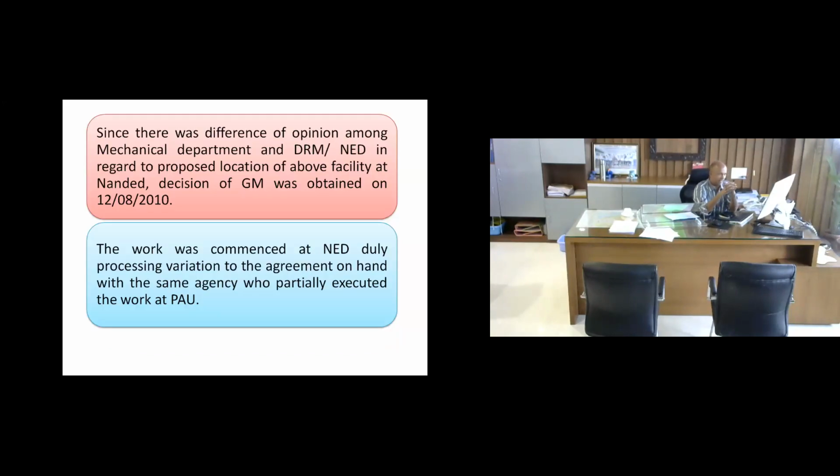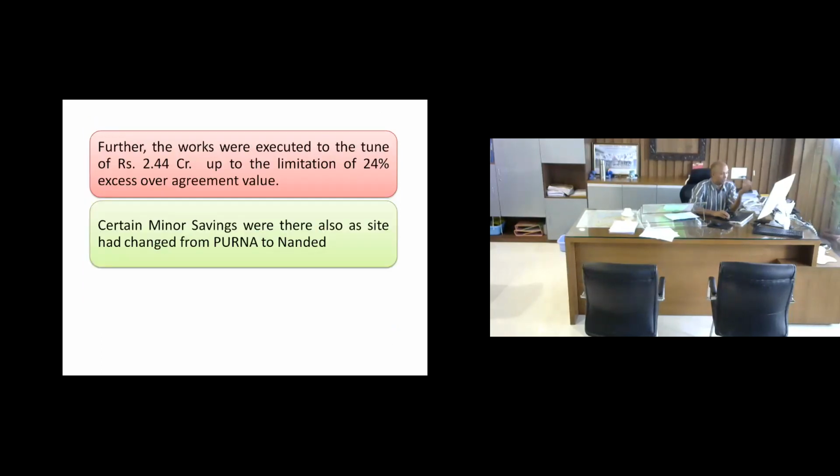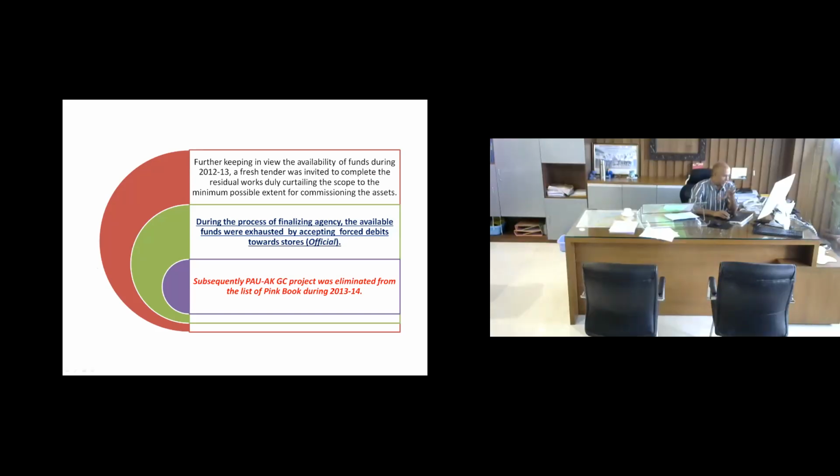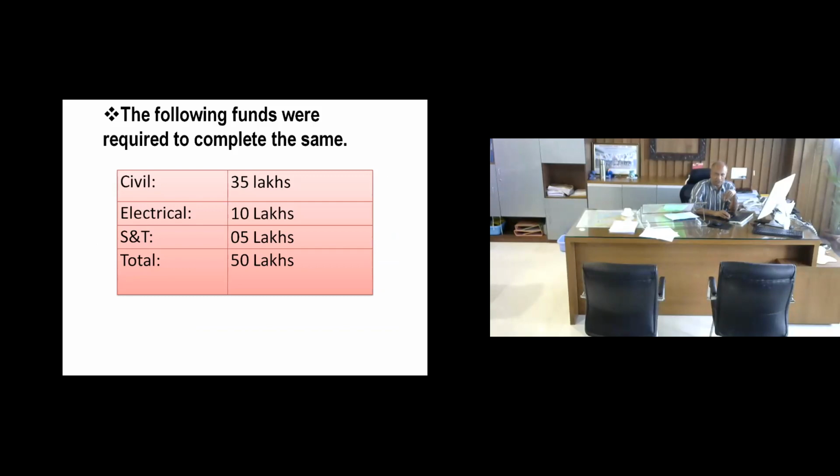Then the site was not finalized. So with the intervention of the general manager, the site was finalized and the work was started. Work was almost completed and some more funds were required to complete the work. When the asset was almost ready and the contract was about to be completed, what happened? Since this was an old GC project, the funds were exhausted because some force debit came and there were no funds in this part. So without curtailment in scope, work was completed and this much money was required.